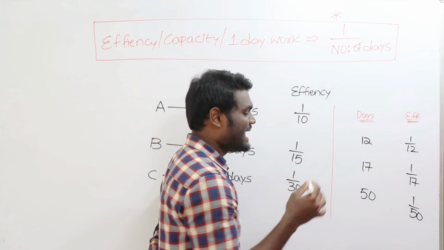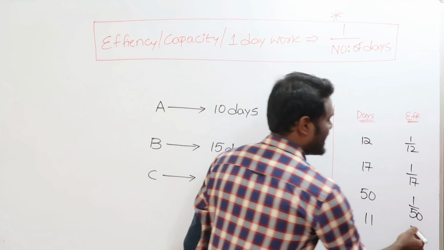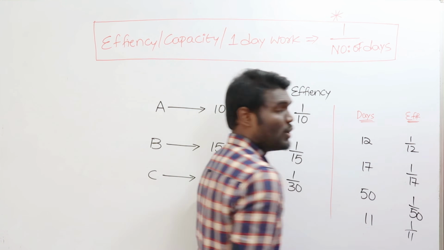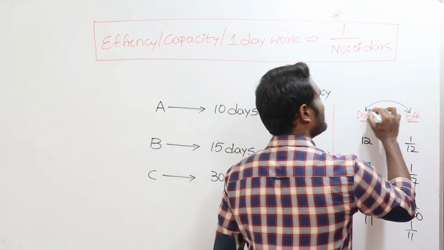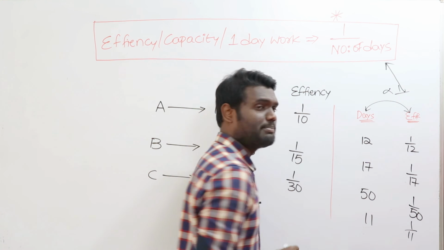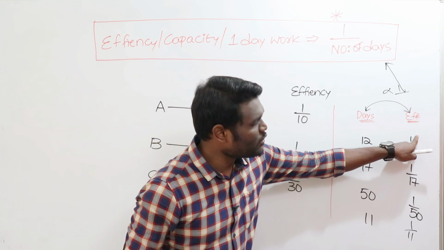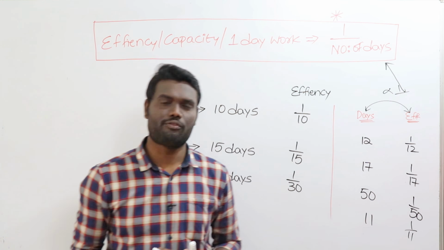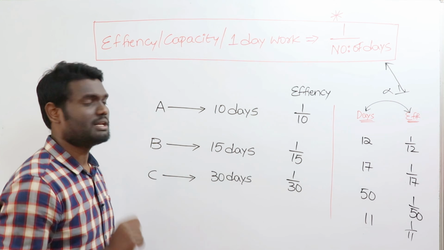Let us say a person is going to take 11 days to complete a work. What is his efficiency? Efficiency is nothing but 1/11, which means efficiency and number of days are inversely proportional. Once you know days, you can say efficiency. Once you know efficiency, automatically you can say the number of days as well, because efficiency and number of days are inversely proportional.